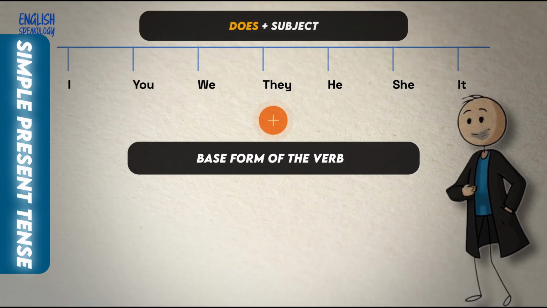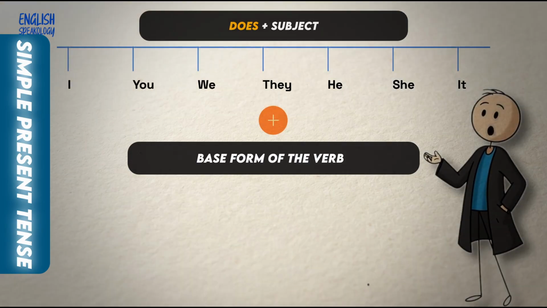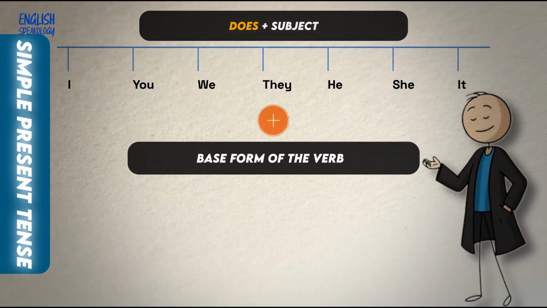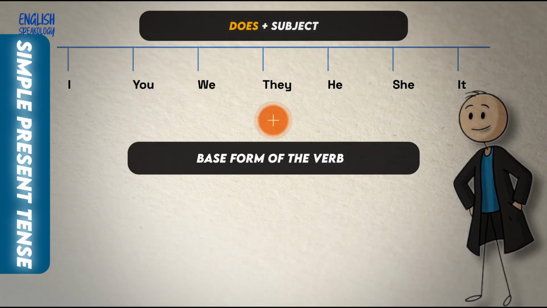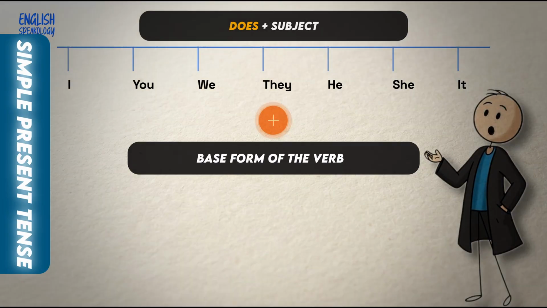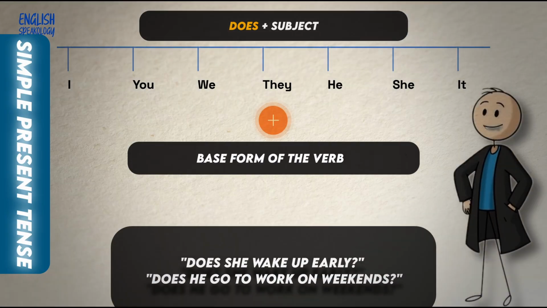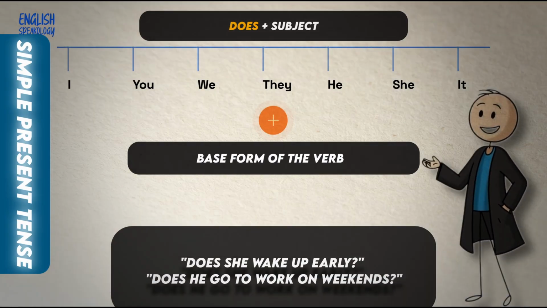But when the subject is he, she, or it, you start with does. And again, the main verb drops the S and goes back to its base form. For example, does she wake up early? Does he go to work on weekends?